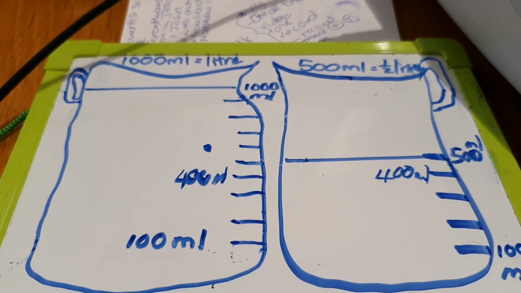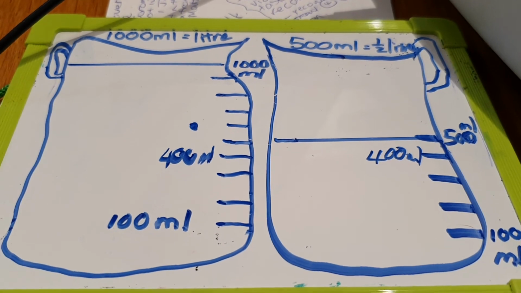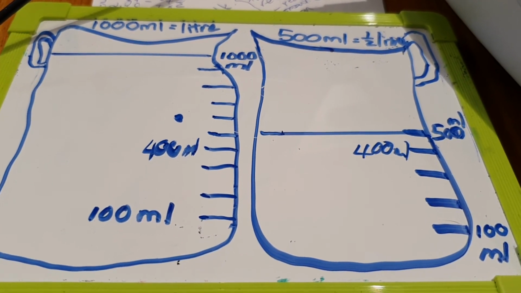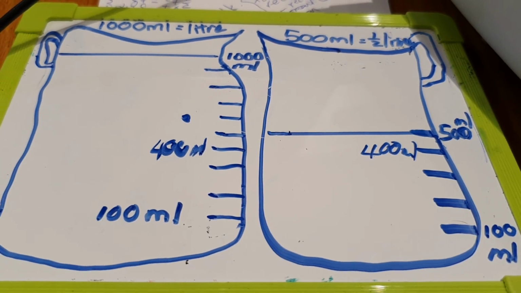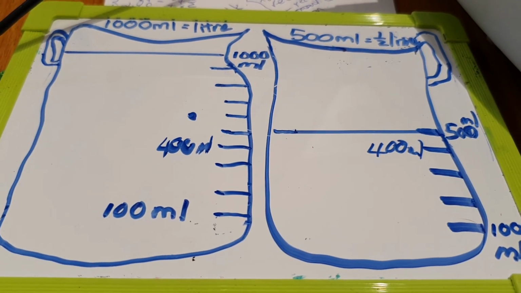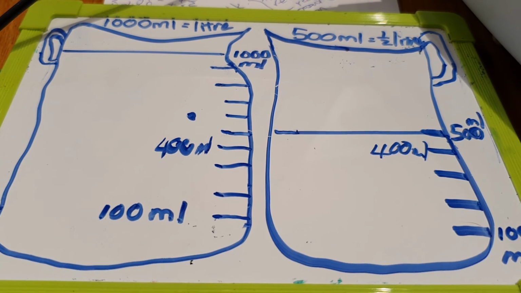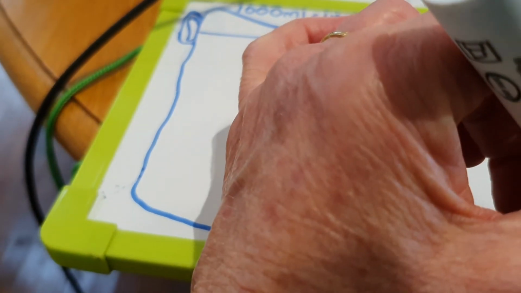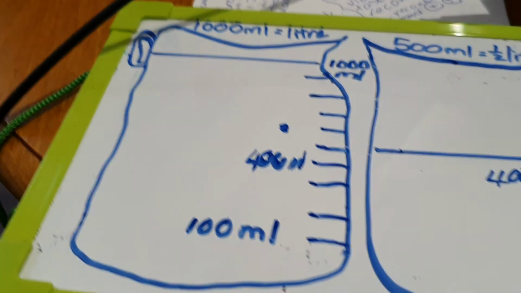Let's see if you can put where 150 milliliters is on the 500 ml jug of milk. So you know that that's 100, that's 200, so 150 will be in between.